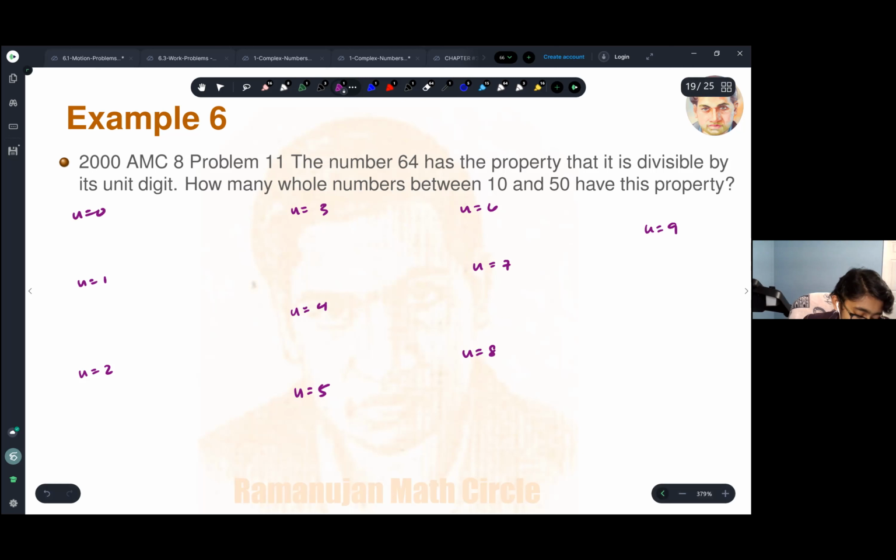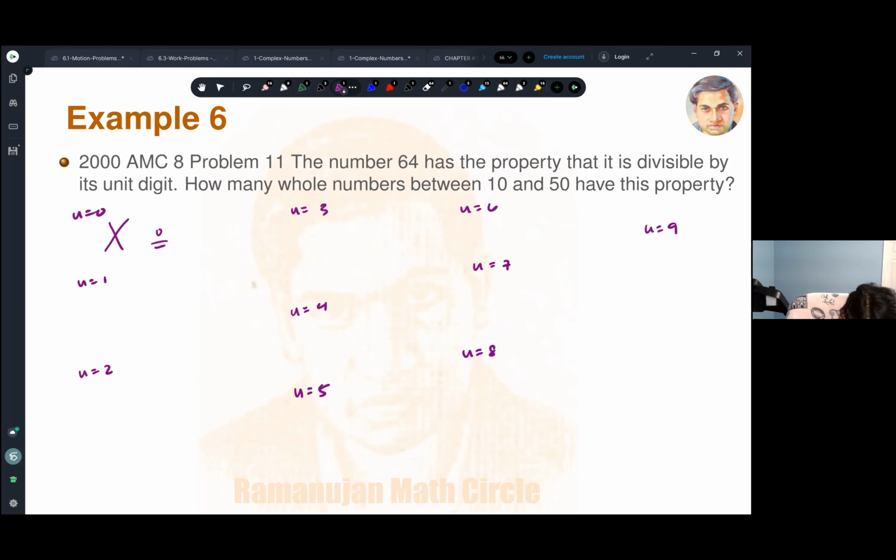Okay, so the number has a property that it's divisible by its units digit. How many such whole numbers are there between 10 and 50? So anything ending in 0, nothing is divisible by 0. So there's none here. So that's 0 total.